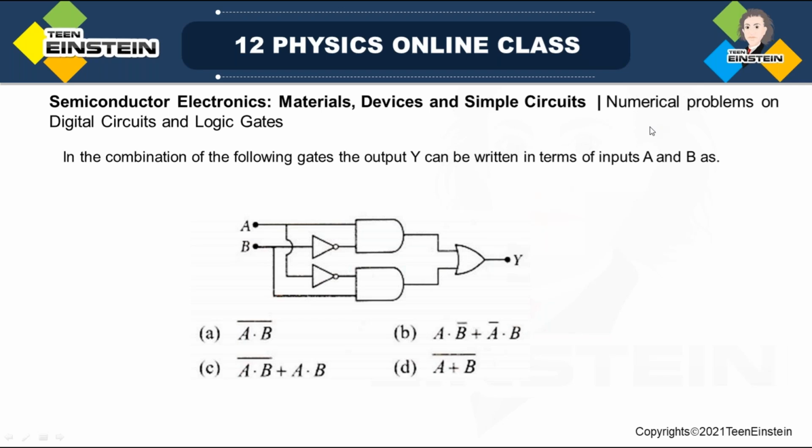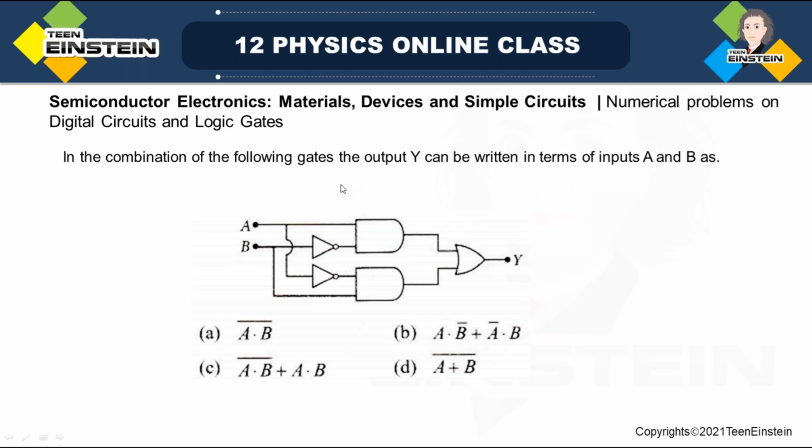So today we'll be discussing a few numerical problems which are being asked in NEET exams and other competitive as well as board exams also. This part we had already discussed: logic circuits, digital circuits and logic gates, etc. We discussed them in the last class. So we have picked up a few problems based on logic gates and digital circuits, and that is what we'll be discussing today.